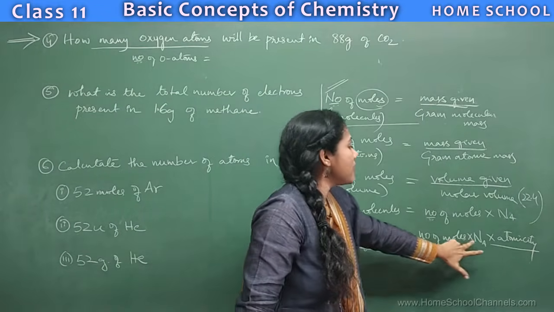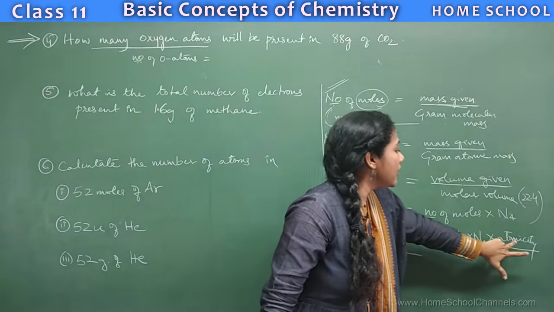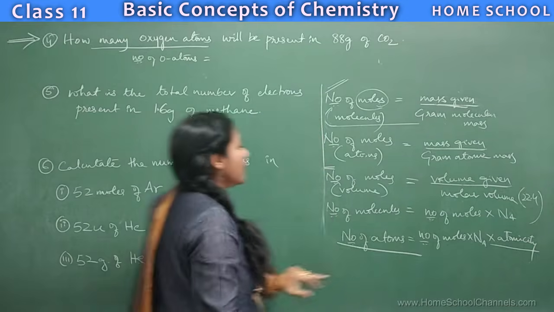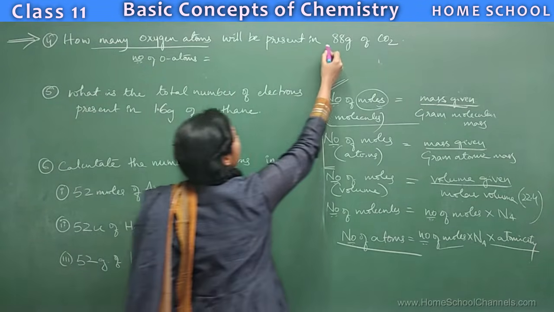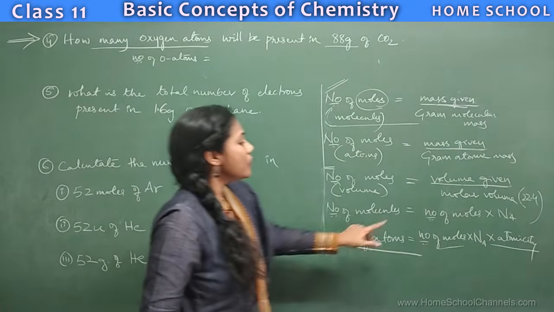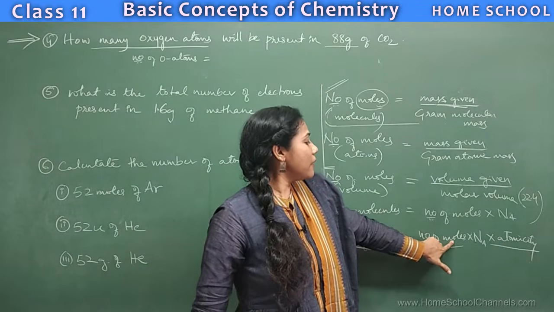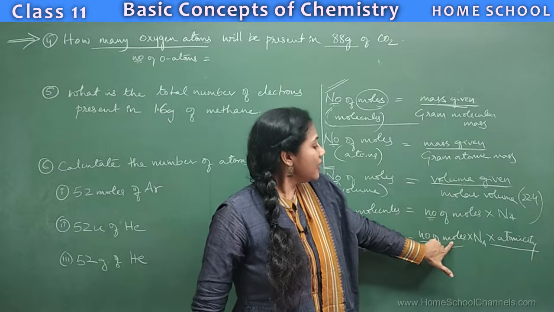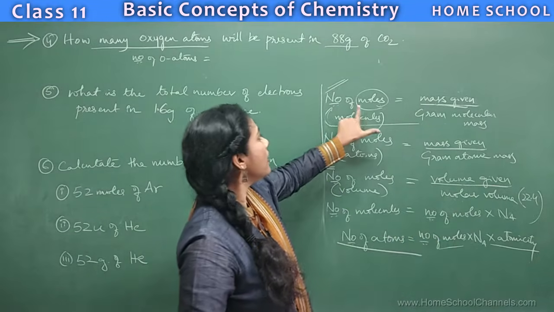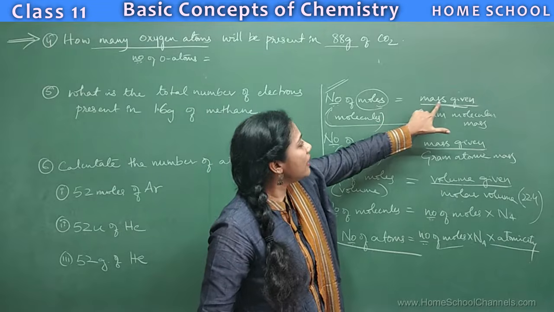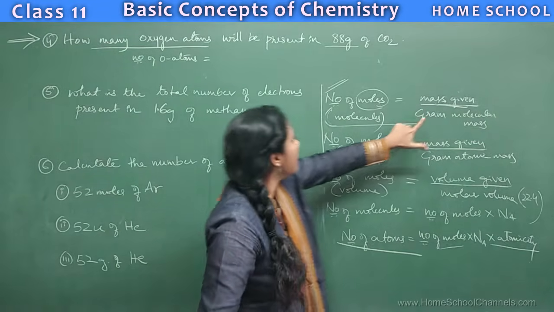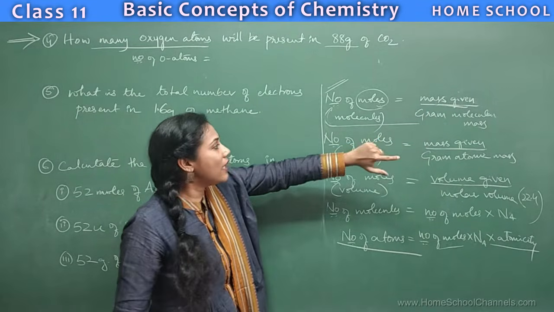Number of moles into Avogadro number into atomicity. Okay, so number of moles is not directly given in the question, they gave you mass, right? So first you need to calculate number of moles. For calculating number of moles, which formula will you use? The first formula. So what is the formula to calculate number of moles? Mass given divided by molecular mass.